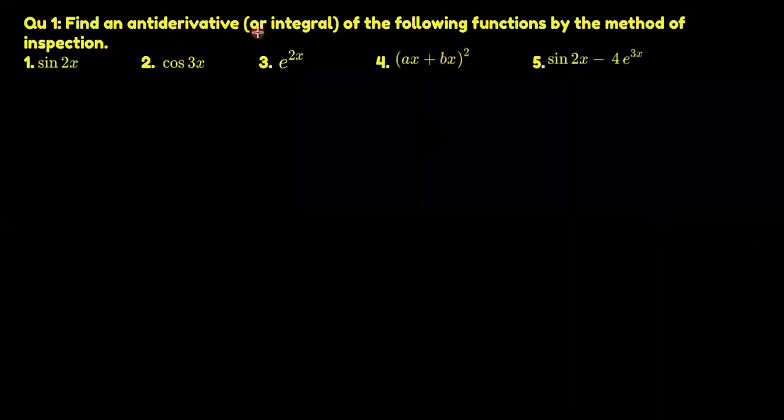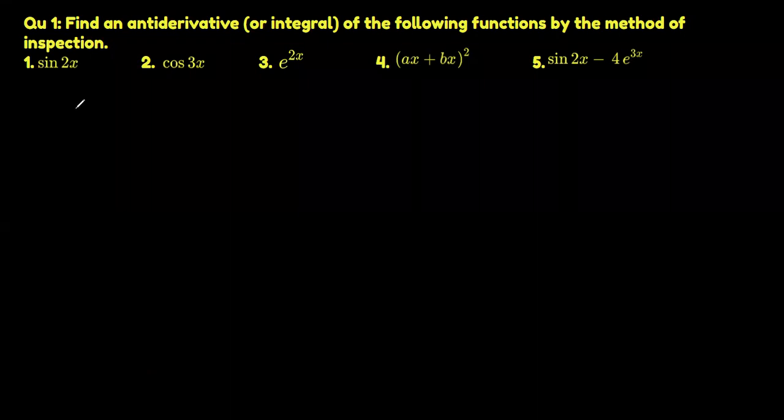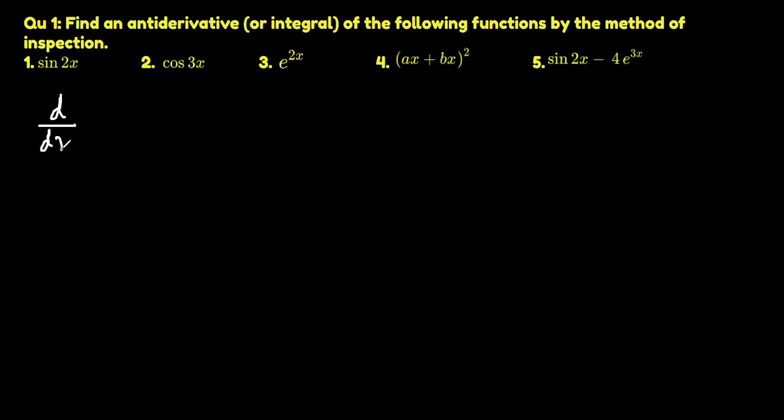Find an antiderivative or integral of the following function by method of inspection. Well, sine 2x, we can say the derivative. We know the derivative of cos is negative sine. So let's write: derivative of cos of 2x is equal to negative of sine 2x, because the derivative of cos is negative sine, multiplied by the derivative of 2x, chain rule. The derivative of 2x is 2.